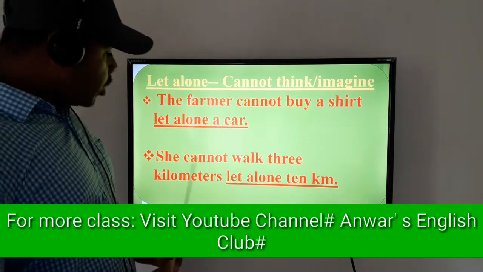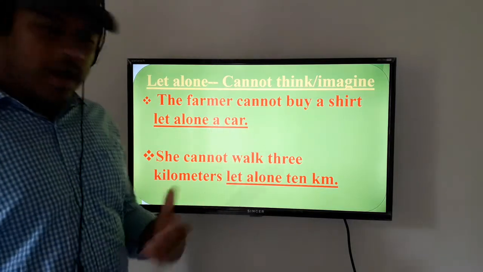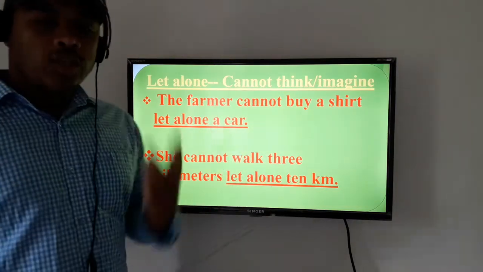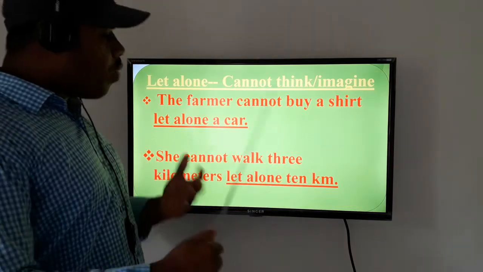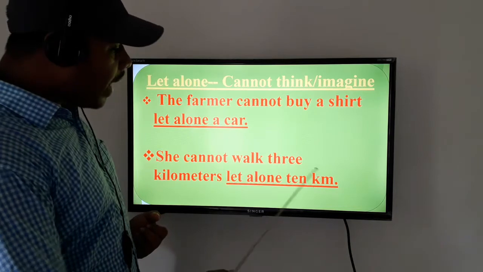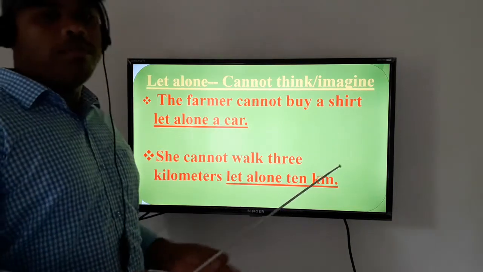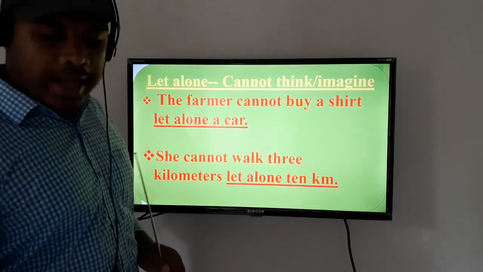All right, next: she cannot walk 3 kilometers, let alone 10 kilometers. Have a look. She cannot walk 3 kilometers. So how can we think that she will walk 10 kilometers? So if you find this word, then you will add another word which is suitable. So this is the way to complete using let alone.